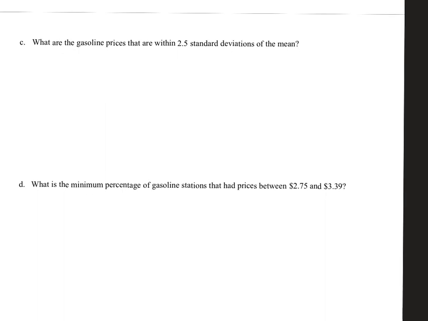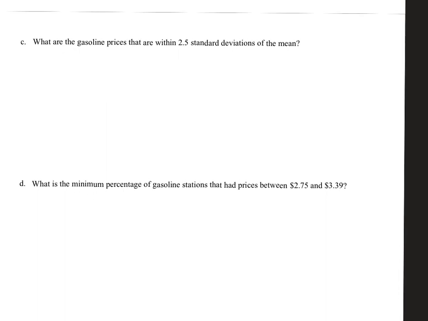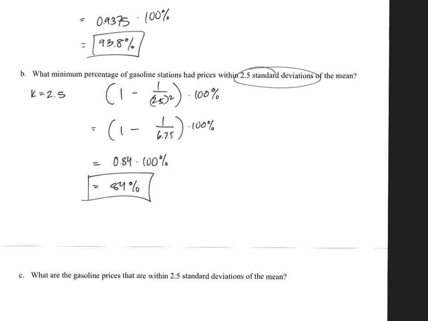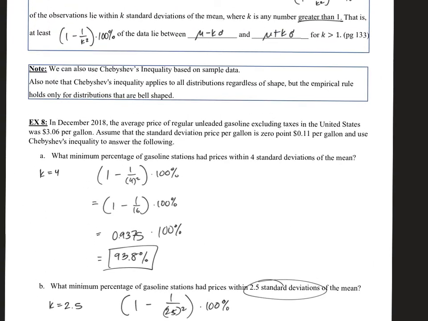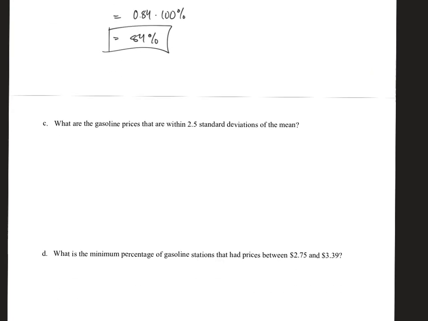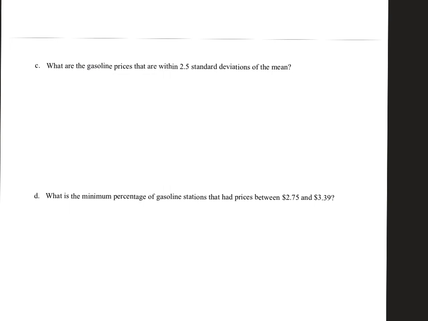Now it's asking for what the gasoline prices are that are within 2.5 standard deviations of the mean. So now we need to look at the actual prices. To do this, we need to figure out what the mean and the standard deviation of our gasoline prices are. Looking at the beginning, the average price, the mean, is 3.06, and then the standard deviation was 0.11. So let's write this down. The standard deviation was 0.11, and the mean is 3.06.